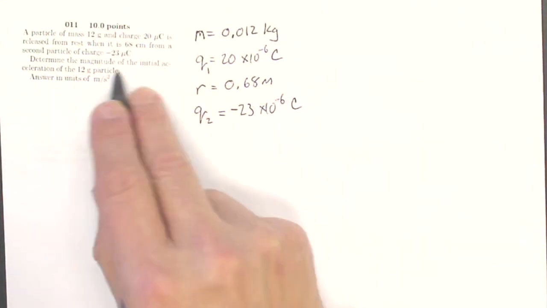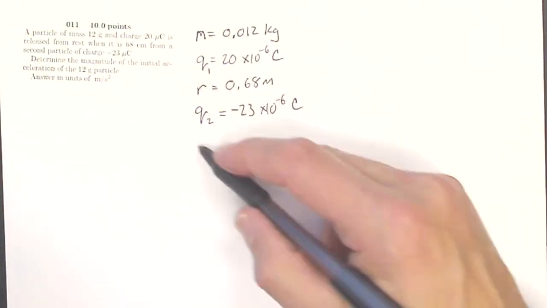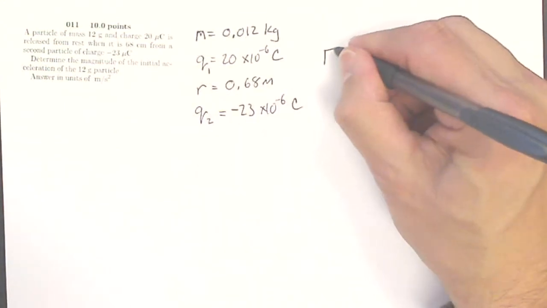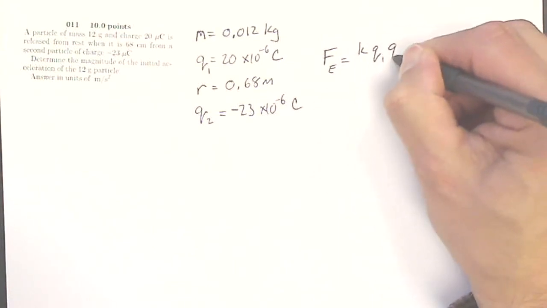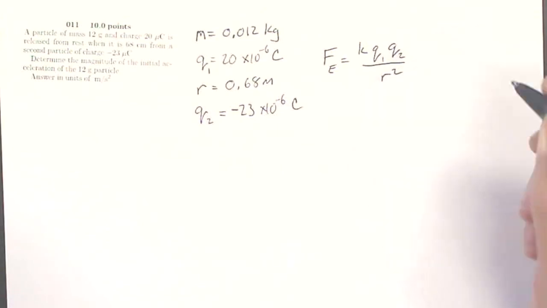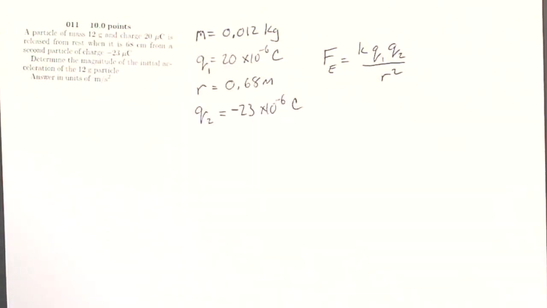Determine the magnitude of the initial acceleration of the particle. Wait a second. Oh, I get it. From all of this, I can figure out my force, which is going to be K Q1 Q2 over R squared. If I know the force and I know the mass, then I can get myself the acceleration.